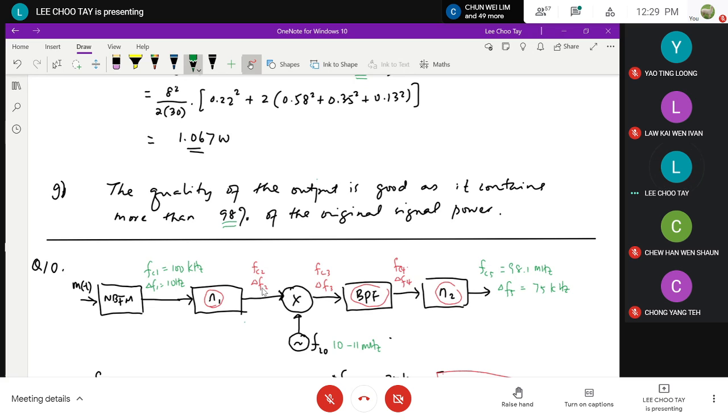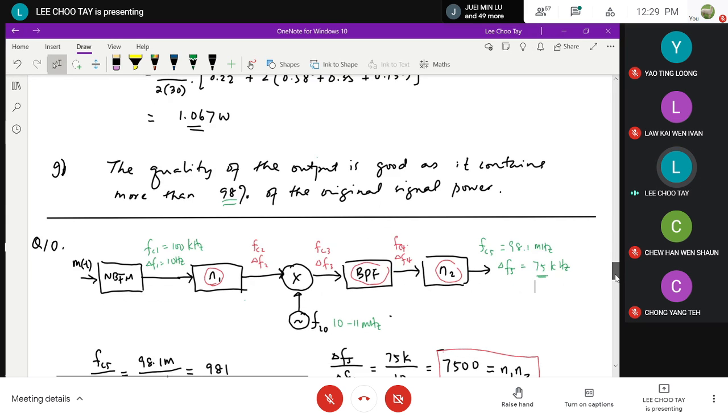What is delta F2? Delta F2 basically is N1 times delta F1. Then this delta F4, after you multiply with N2, should give you your final delta F of 75 kilohertz. So if you state down all these conditions in this block, it'll be easy for you to do your calculation later on. Now let's do a quick calculation for the ratio.